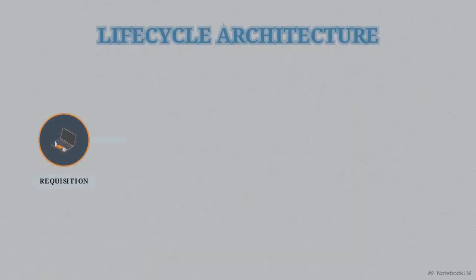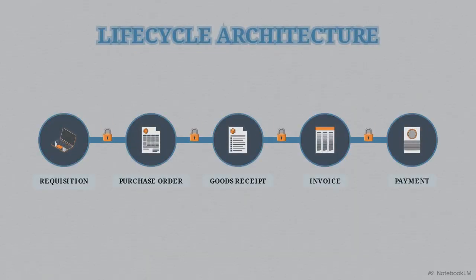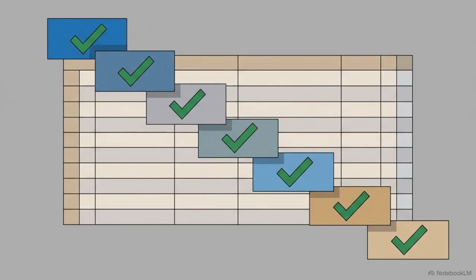To prevent this, organizations rely on a specific, locked sequence of events known as procure-to-pay. This sequential defense mechanism ensures that every dollar leaving a business is accounted for, verified, and physically justified.